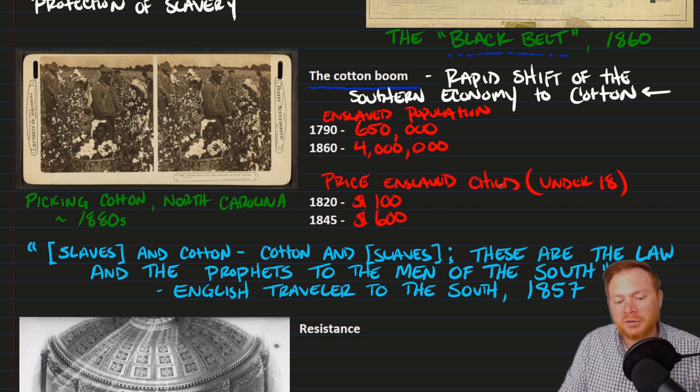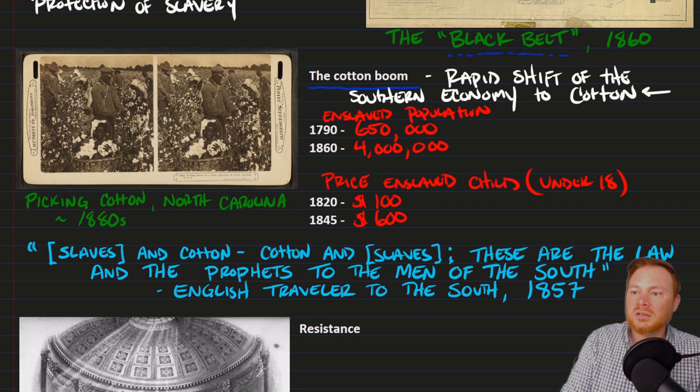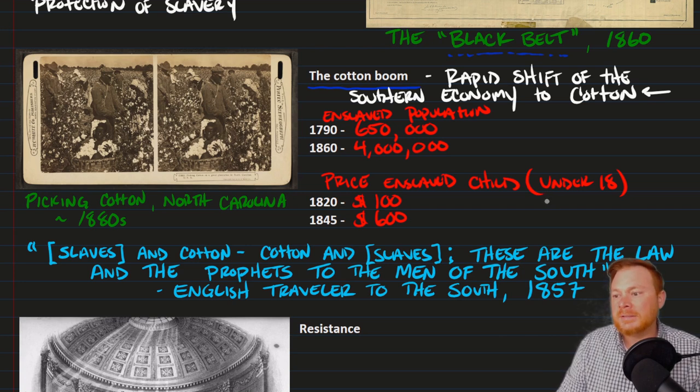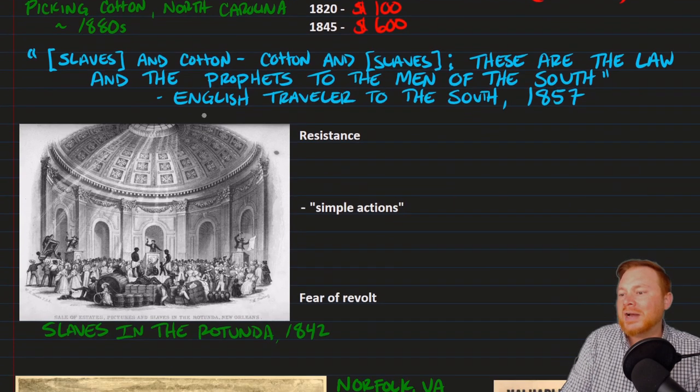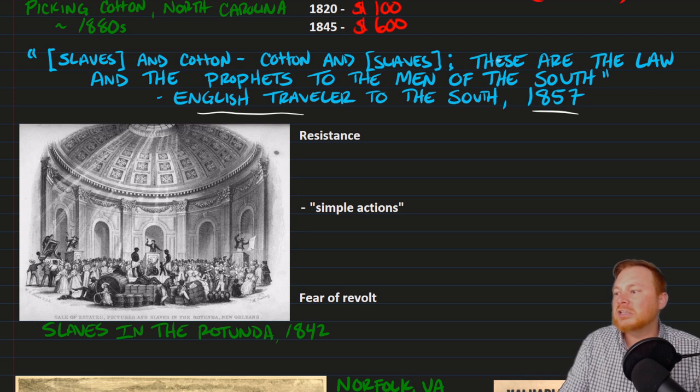So, whereas in earlier eras after the Revolution you might have had something like a manumission, now because the demand for slavery was so high and the price was so much higher, manumissions were much less common with cotton, and it was much more common for enslavers to sell their enslaved workers to other plantations further and further south. As one English traveler to the South remarked in 1857, quote, "Slaves and cotton, cotton and slaves. These are the law and the profits to the men of the South." Cotton and slavery becoming so instrumental.